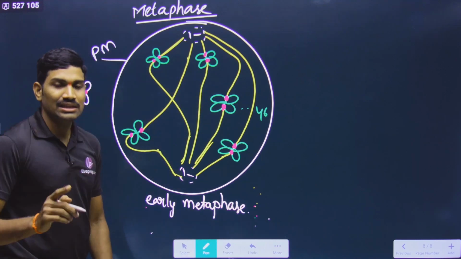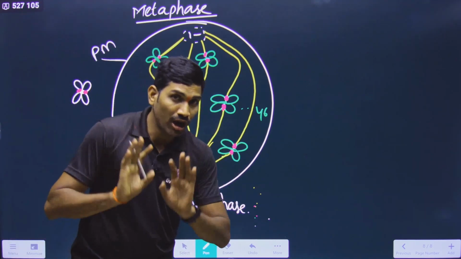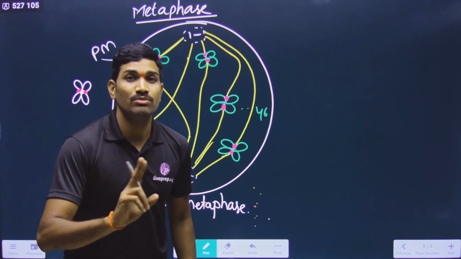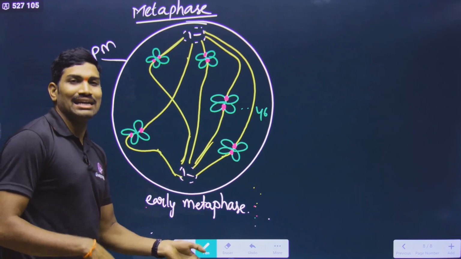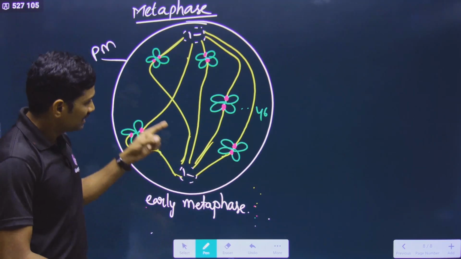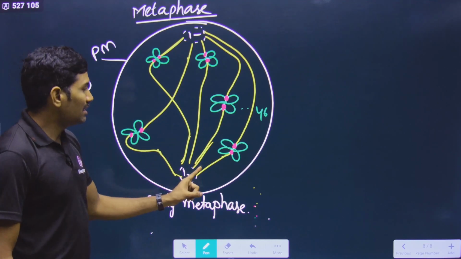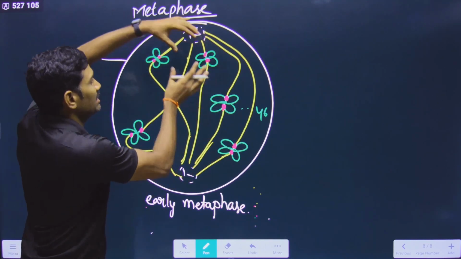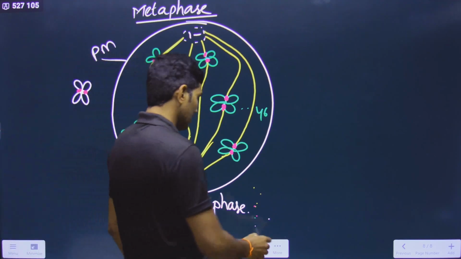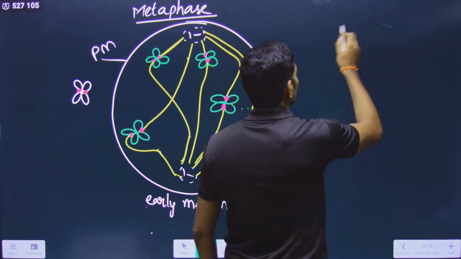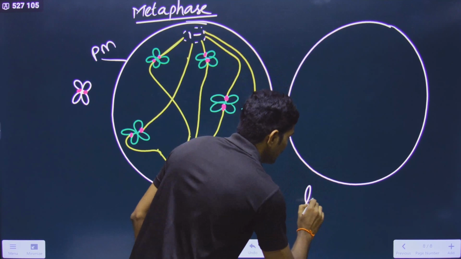So please understand, in the prophase, spindle fibers are formed, but they are not attached to chromosomes. When are they attached? In the metaphase only. If you are not saying early and late, simply if you are saying metaphase, in the metaphase itself, spindle fibers from opposite poles will come and attach to the chromosomes. That is happening. And then what happens?